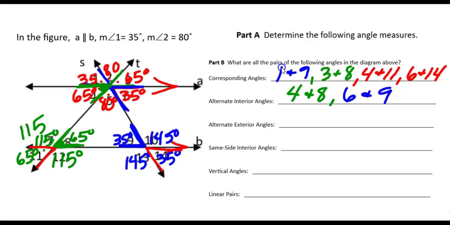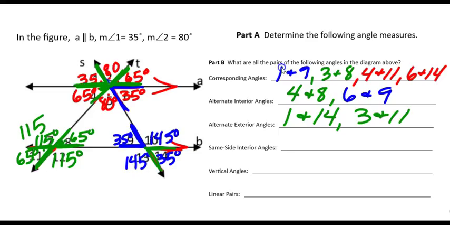So our first pair here are 1 up here, top left, 35, and this one down here, this 14. So 1 and 14 are a pair of alternate exterior angles. And then we've also got up here on the upper right, angle 3 here and angle 11 down here. Those are alternate exterior angles, 3 and 11.